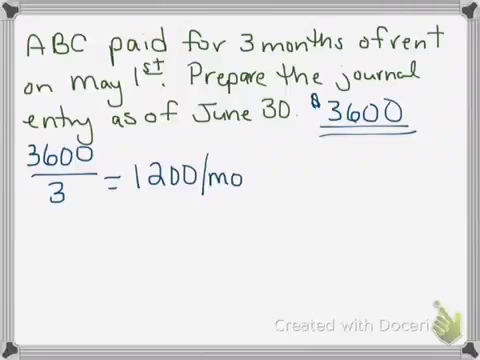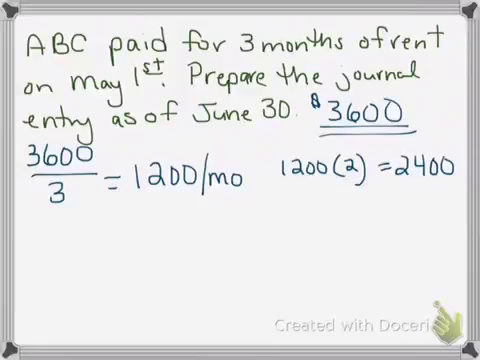Now, how many months are we looking at here? 3. All right, we paid for 3, right? But it tells us that we paid for it on May 1st, and we need to do an adjusting journal entry for June 30th. So what we have here is May and June. So we are going to record the expense for 2 months on June 30th. We need to take the $1,200, multiply that by the May and June, 2 months, and that gives us $2,400, right? So that is what our journal entry is going to be for.